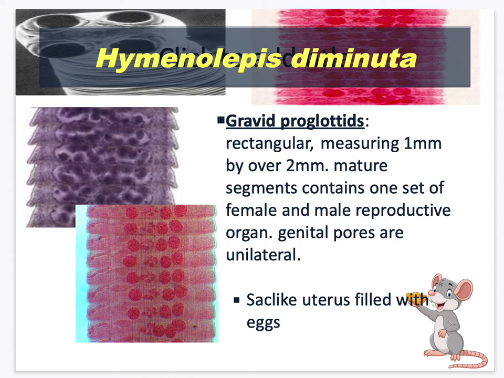So the gravid proglottids, they are rectangular, measuring 1 millimeter by over 2 millimeter, and the mature segments contain one set of female and male reproductive organ. Genital pores are unilateral. So, a sac-like uterus, see that? A sac-like uterus filled with eggs.